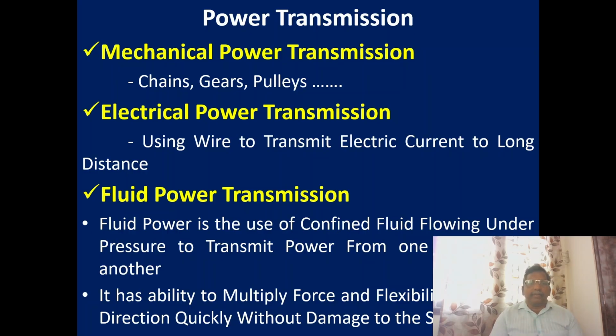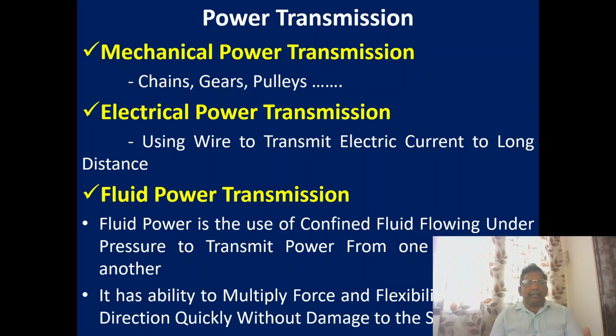What is meant by fluid power? It is the use of confined fluid flowing under pressure to transmit power from one location to another. We use a fluid to pressurize and transmit the power from one location to another. It has the ability to multiply the force and the flexibility to change direction without any damage. That is the advantage of a fluid power system compared with the mechanical.